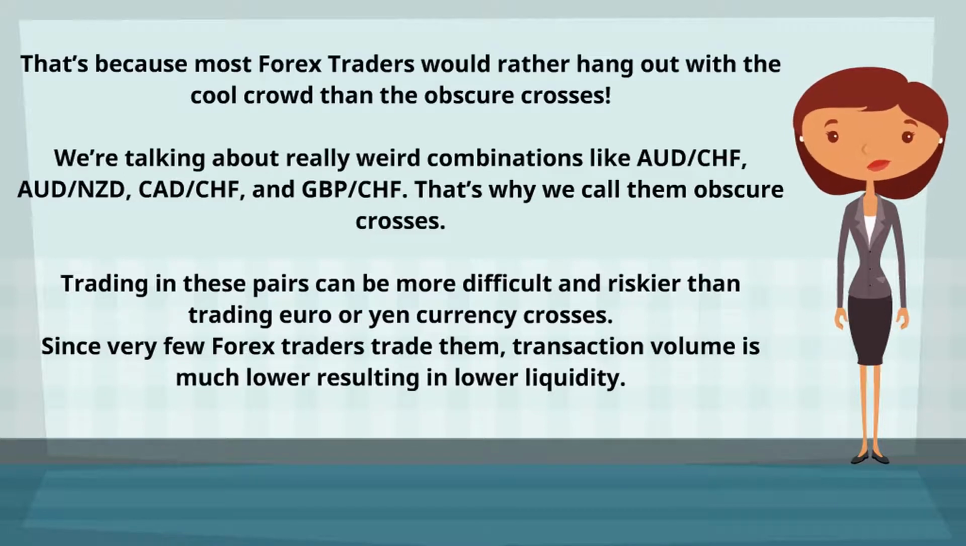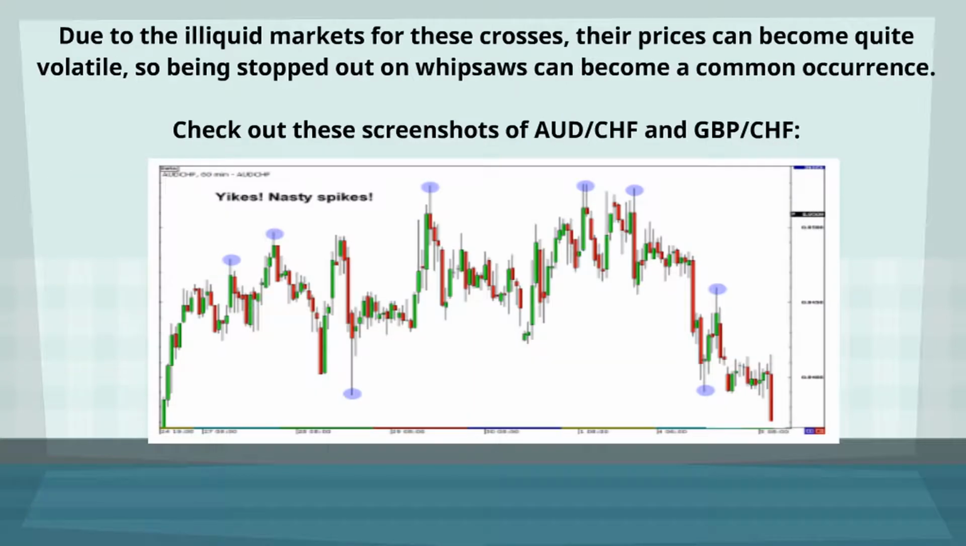Since very few forex traders trade them, transaction volume is much lower, resulting in lower liquidity. Due to the illiquid markets for these crosses, their prices can become quite volatile, so being stopped out on whipsaws can become a common occurrence.